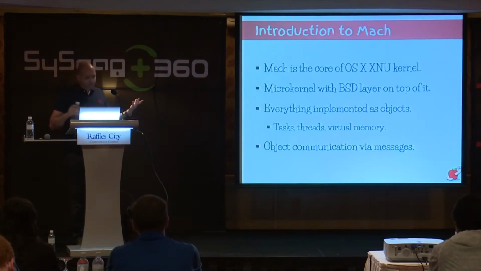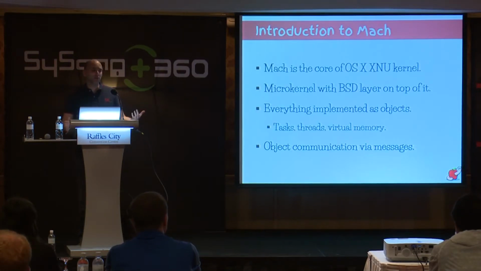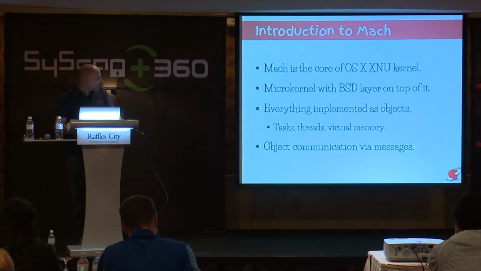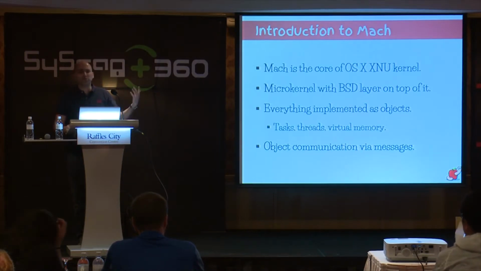Introduction to Mach. Mach is the core part of the macOS kernel. It's a microkernel, and then Apple built the BSD layer on top of it. Everything is implemented as objects: the tasks, the threads, the virtual memory. It's quite interesting, the design, if you like the design of kernels.